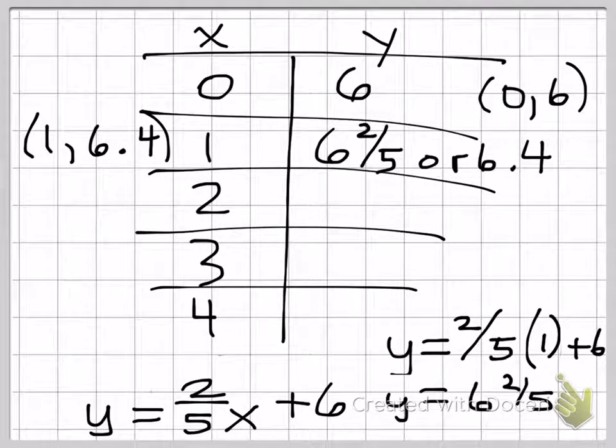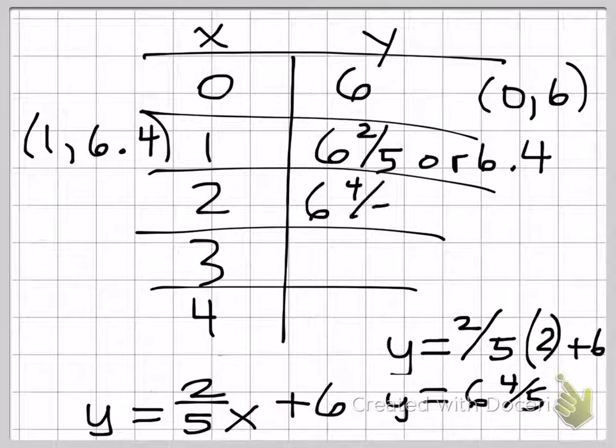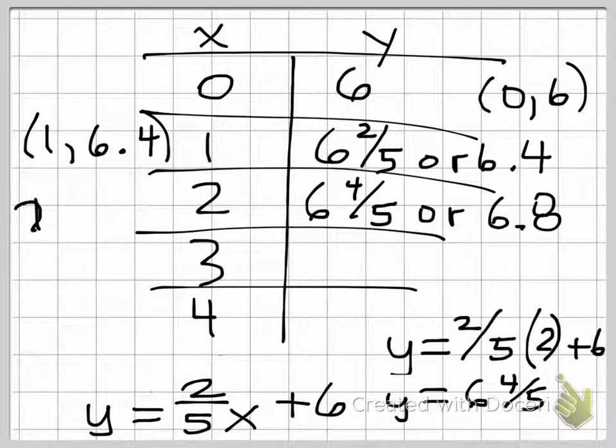Then we're going to keep going. Plug in 2. That's going to give us 2 times 2/5, which is 4/5, and 4/5 plus 6 is 6 and 4/5. And again, we can write it as a fraction, or we can write it as a decimal. So 4/5 would be 0.8. So my third ordered pair is (2, 6.8). I'm going to keep going.